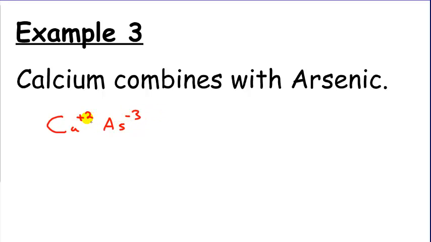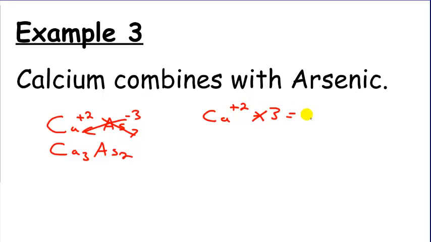The charges here are not equal, so we're going to use the crisscross method. That means we're going to have 3 calcium for every 2 arsenic. And again, we can check this by doing that little check that I had before. If each calcium has a +2 charge and we have 3 of them, that's going to work out to +6. And if we've got 2 arsenic, each one with a -3 charge, that'll work out to -6. Our overall charge is 0. So this is the correct formula.